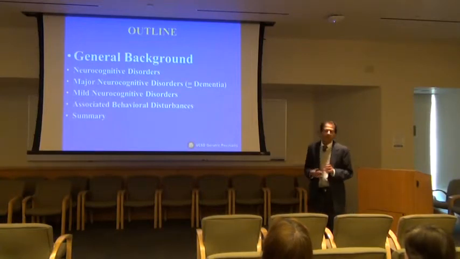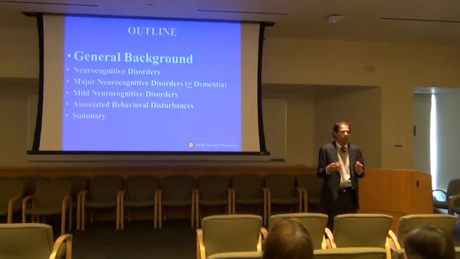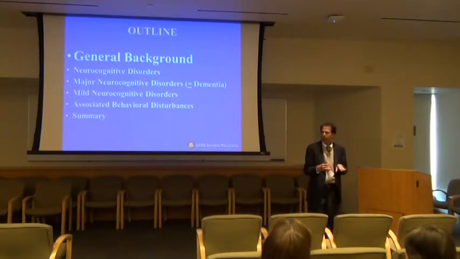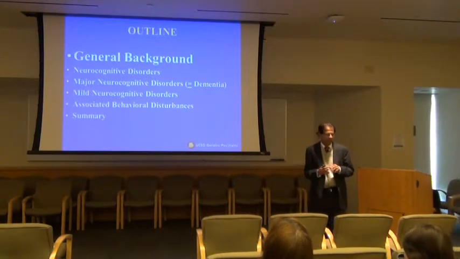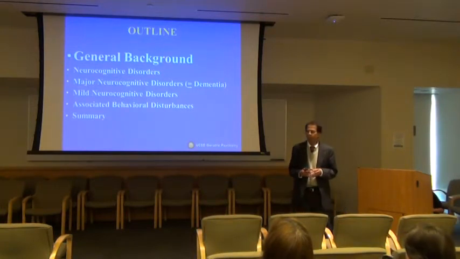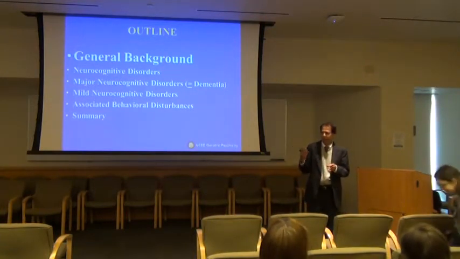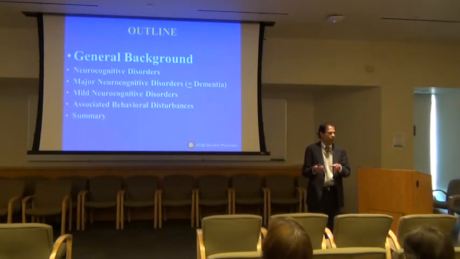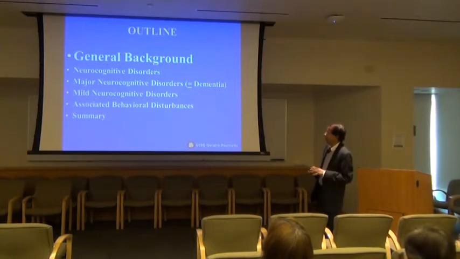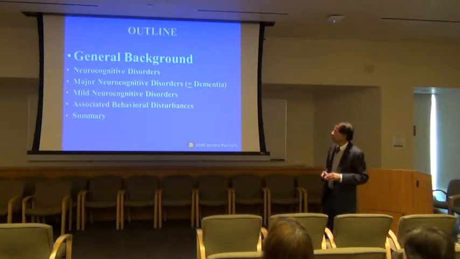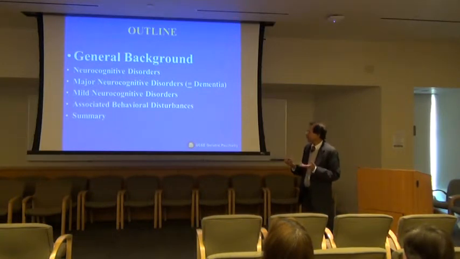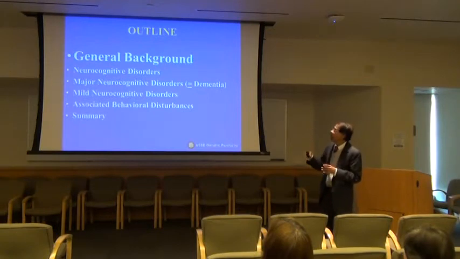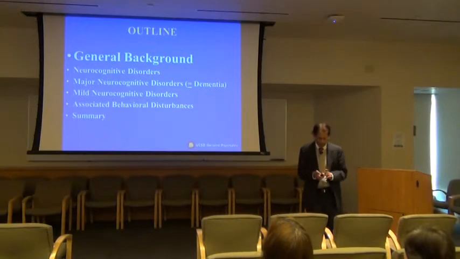So I'm going to start with a general background about the DSM-5. I feel that I have somewhat unique perspective, both as the chair of the Neurocognitive Disorders work group, but also more importantly, as Laura said, as the immediate past president. I was the president during the time that the DSM-5 was finalized, approved, and published. So I'm going to tell you more about how this happened. Then I will talk about, of course, the neurocognitive disorders. Within that, mainly focusing on the major, which is dementia, and mild, and then very briefly about associated behavioral disturbances, and finally summarize the findings.